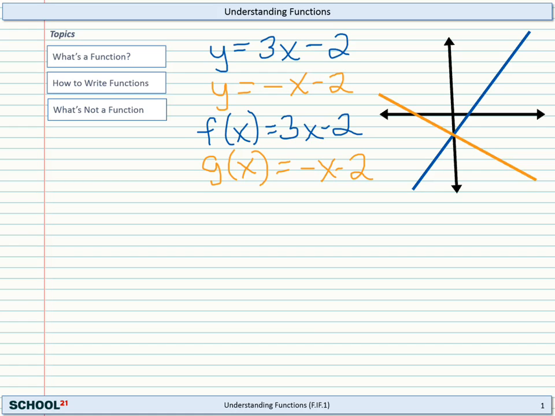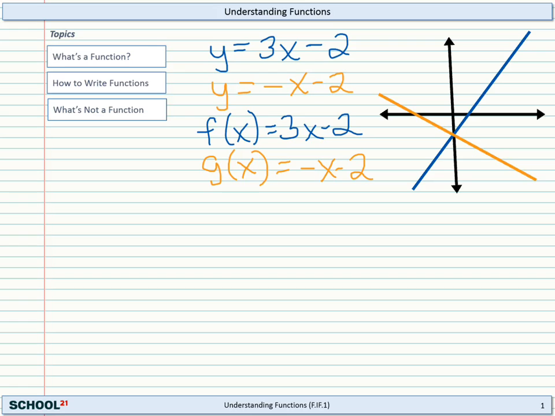That might sound confusing, but it's just the exact same thing as you're used to up here. You would put a value in for x, and you would get an output. x is your input, y is your output, and that's how you would graph a line and understand and build a table of values and all that. Same thing here. It's just that now we say that it's a function. And the way we read this is we say f of x equals 3x minus 2. g of x equals negative x minus 2.